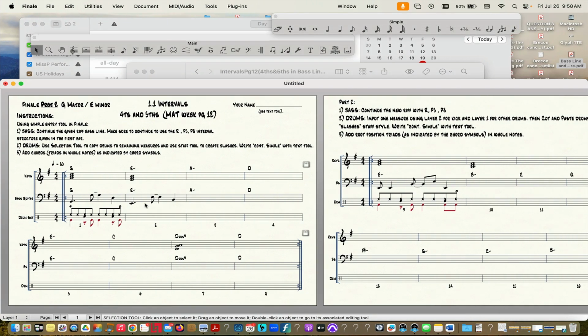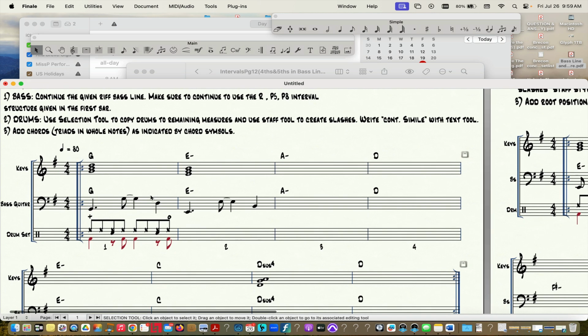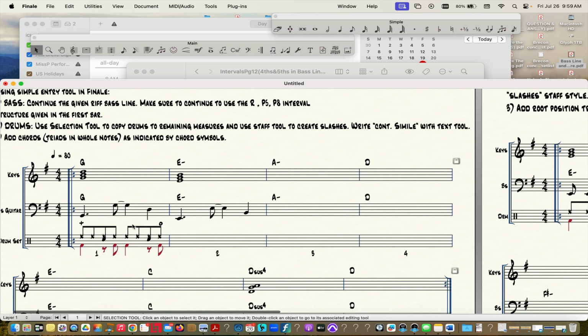Here's a quick set of instructions on how to complete this homework. If you're not doing it in notation software, you can just do it with a pencil on a piece of paper. You're being given this basic score. So the first thing you want to do is analyze all the chords. So you do that with Roman numerals, of course.